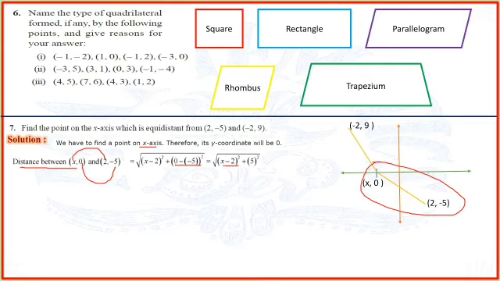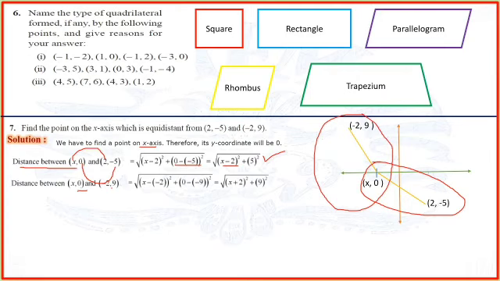So (x − 2)² and (0 − 5)², which we will be taking later for the further solution. Now the distance between (x, 0) and (−2, 9). So now we are taking this distance. Again the same formula: (x − 2)² and (0 − 9)². So (x + 2)² and (0 − 9)².